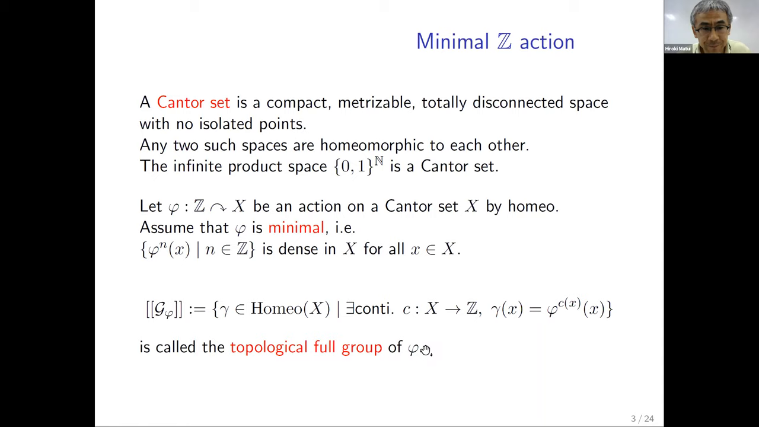So in this case, the topological full group is like this. And here, the calligraphic G_phi is the étale groupoid constructed from the action phi. But here, let me postpone defining the groupoid. I will introduce it later precisely. But let's understand that in this case, the topological full group is given like this. It's the set of homeomorphisms gamma on X such that locally gamma is written by a power of phi. And it forms a countable subgroup of Homeo.